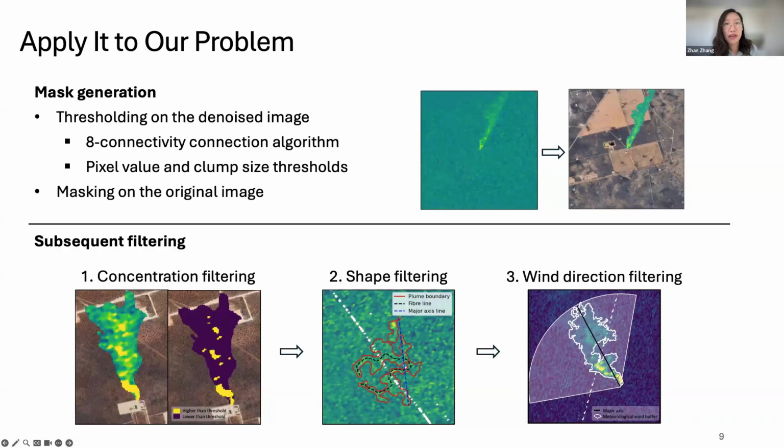And lastly, we compare the major axis direction of each plume derived from its shape with the wind direction information from meteorological data. Overall, these filtering steps are designed to ensure that the detected plumes are not just statistically significant, but also physically consistent.